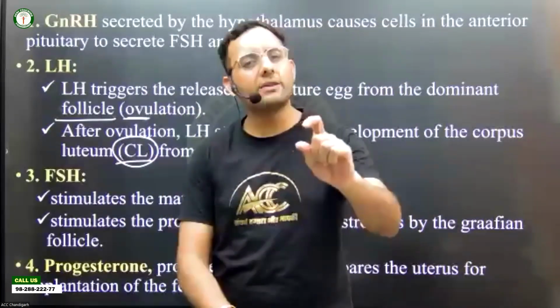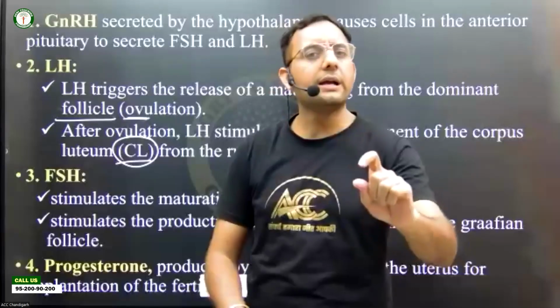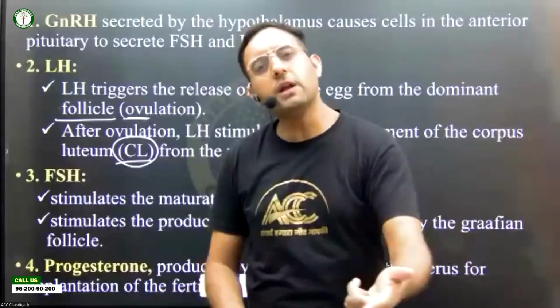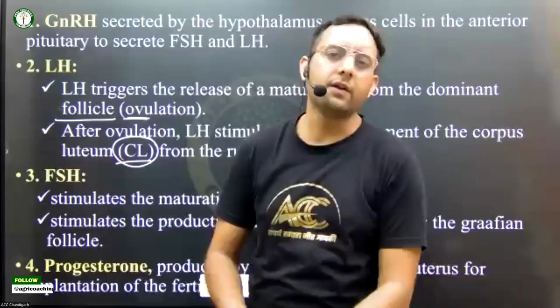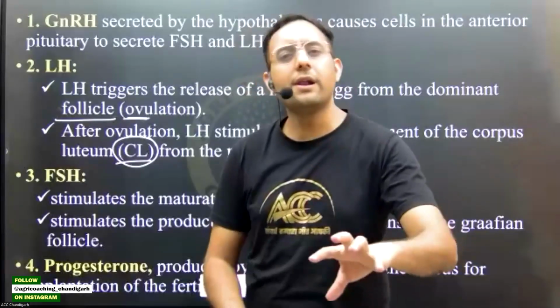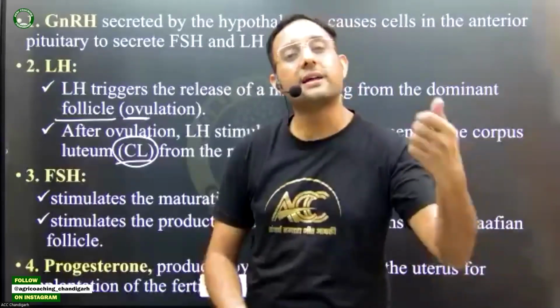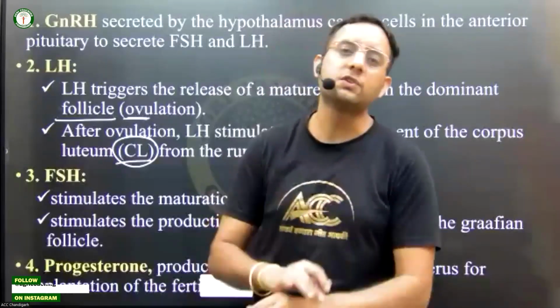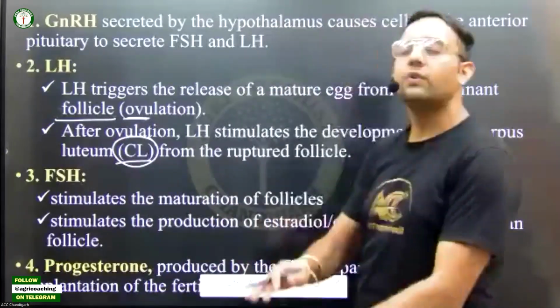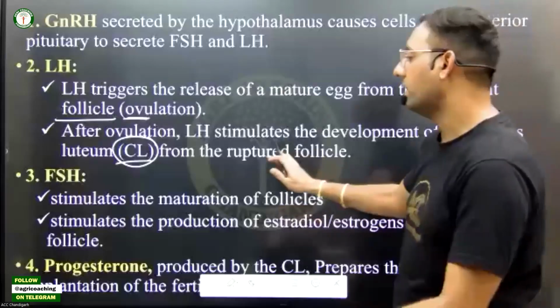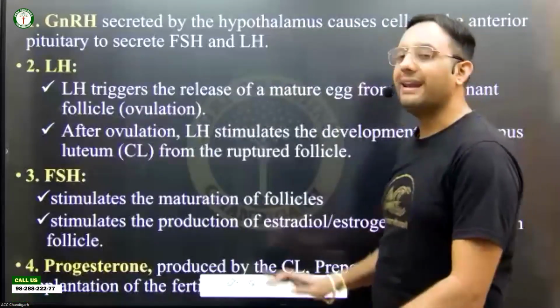Primary follicles are in a small stage. Once the primary follicles get matured, they will be considered secondary follicles. And once the secondary follicles get matured, they will be considered tertiary follicles, and tertiary follicles will release the egg. They release the egg, which means they will proceed with ovulation. So the work of LH is done.